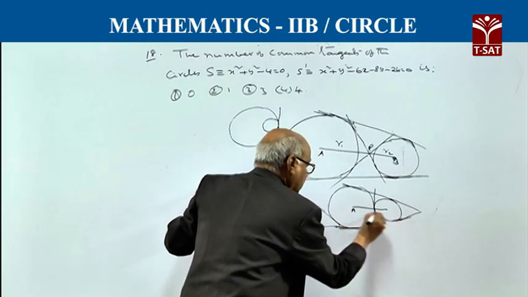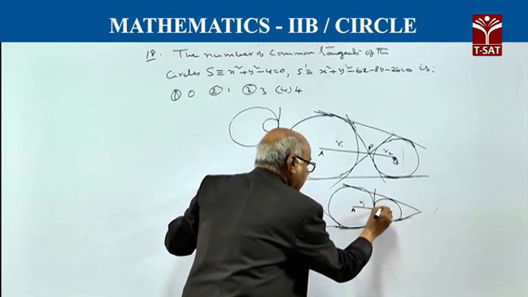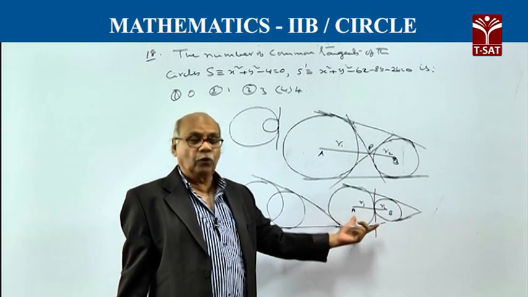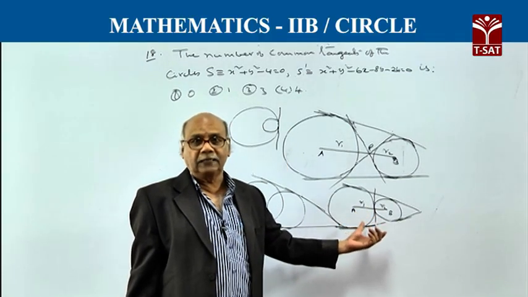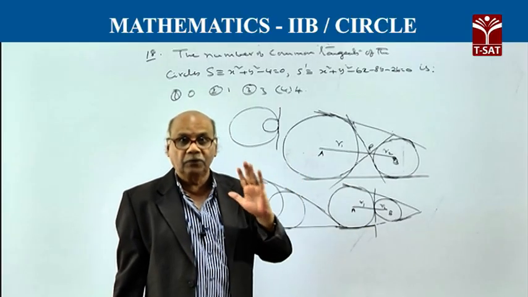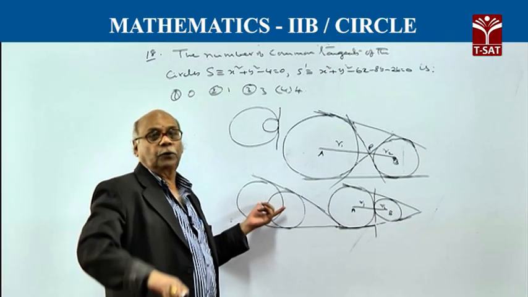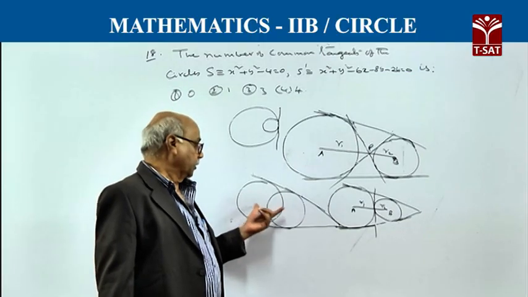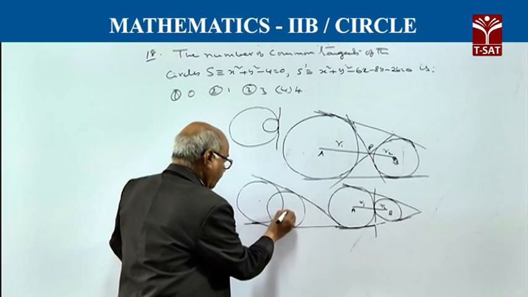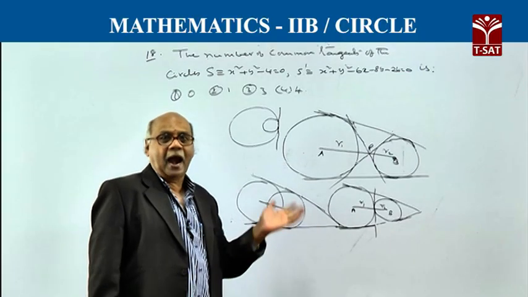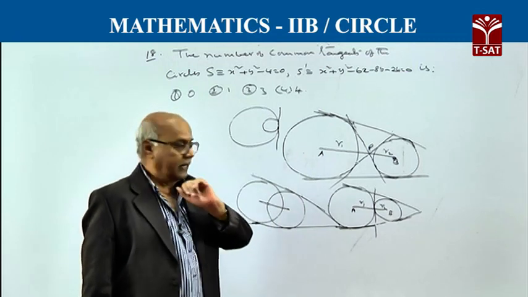this is A and B, R1 and R2. So, two circles touch externally if and only if the distance between their centers is equal to the sum of the radii. Now, two circles intersect in two distinct points if and only if the distance between their centers is less than the sum of the radii and greater than the difference of the radii.